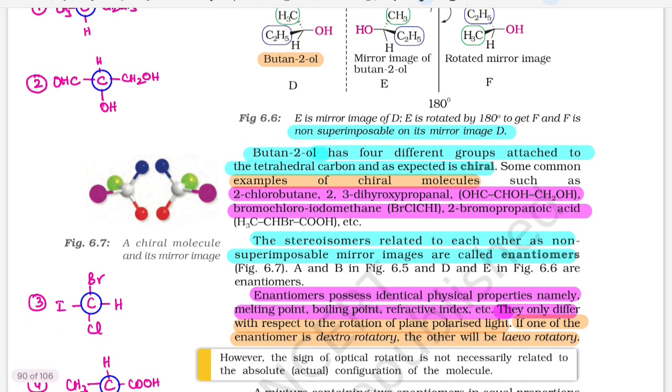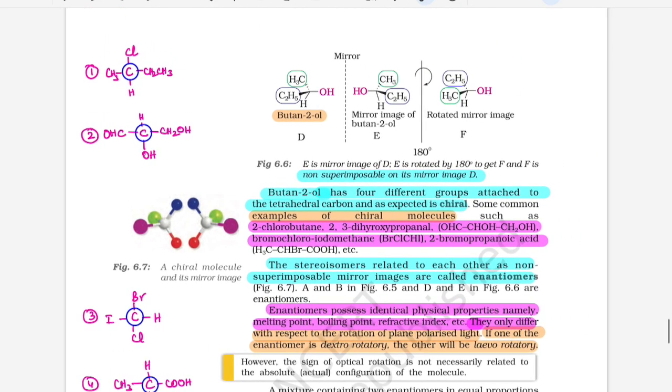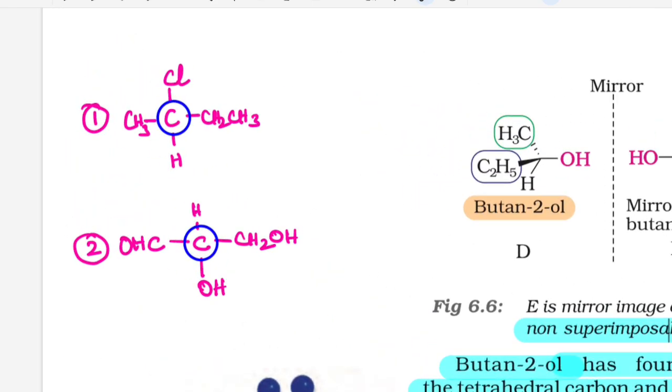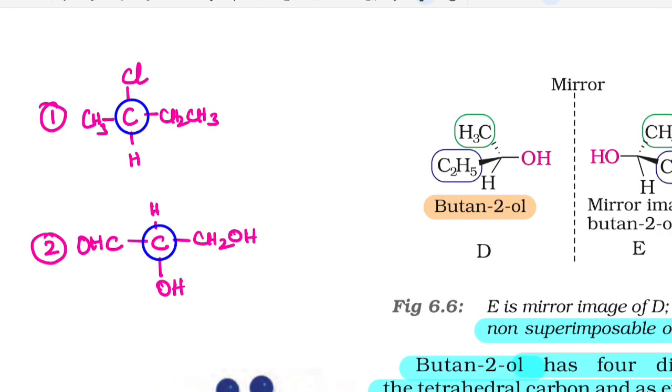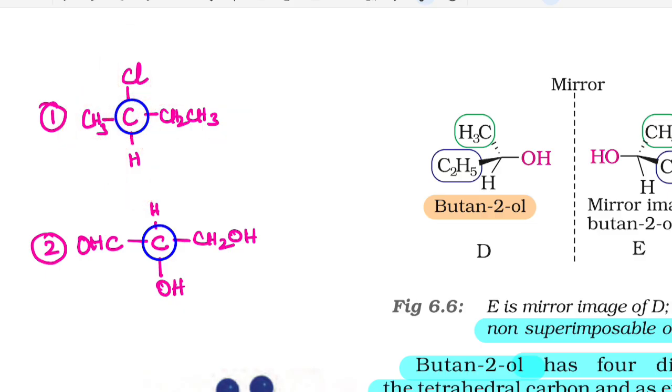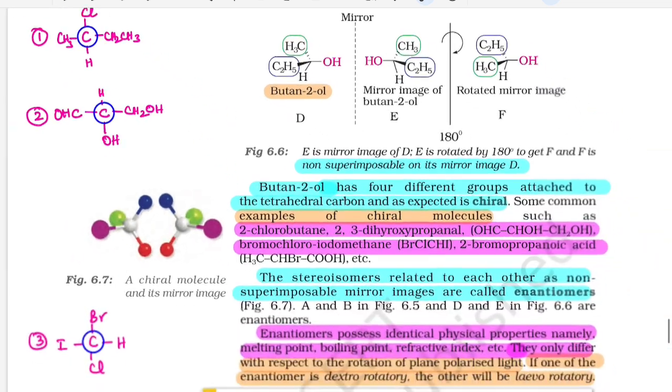Some more examples are given, you can see. Examples of chiral molecules. These examples are given, so you can just make a note of them. I have written these molecules here. The first one is 2-chlorobutane. Butane means 4 carbon atoms should be there: 1, 2, 3, 4. 2-chloro means a chlorine atom is present at the second carbon. Check whether it is optically active or not. This is the carbon. See whether 4 different groups are attached: chlorine, CH3, H, C2H5. So 4 different groups are present. Therefore, it is optically active. Second example, what is given?